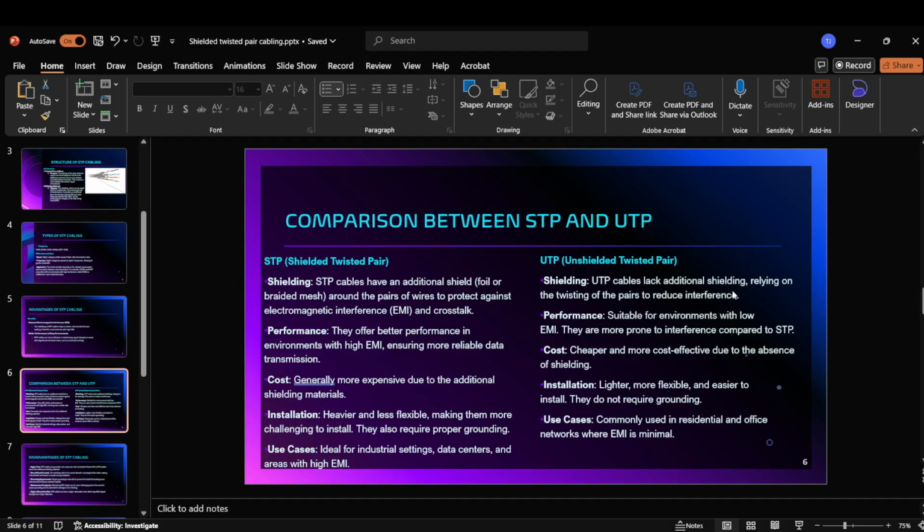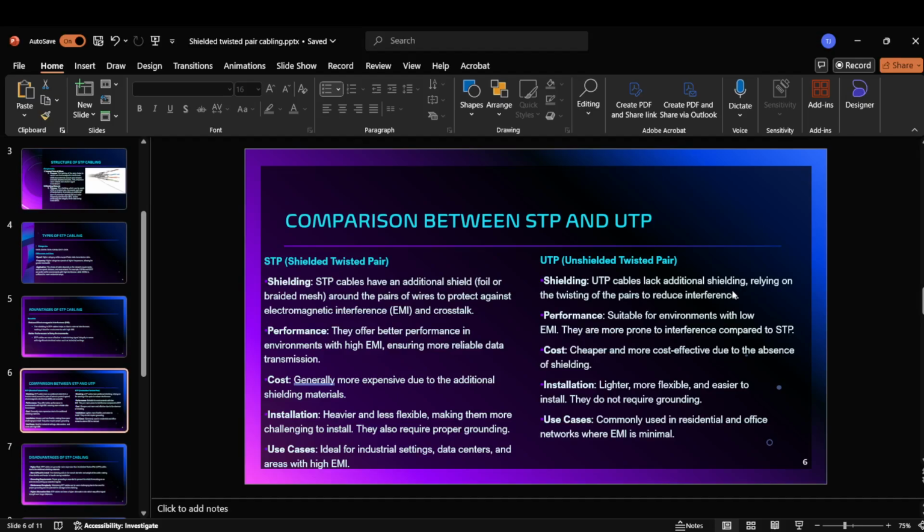Now, comparison between STP and UTP. One big thing about STP cables is the additional shielding, foil or braided mesh around the pairs of wires, against electromagnetic interference and crosstalk. They have better shielding than UTP. UTP cables lack additional shielding, relying on the twisting of the pairs to reduce interference.